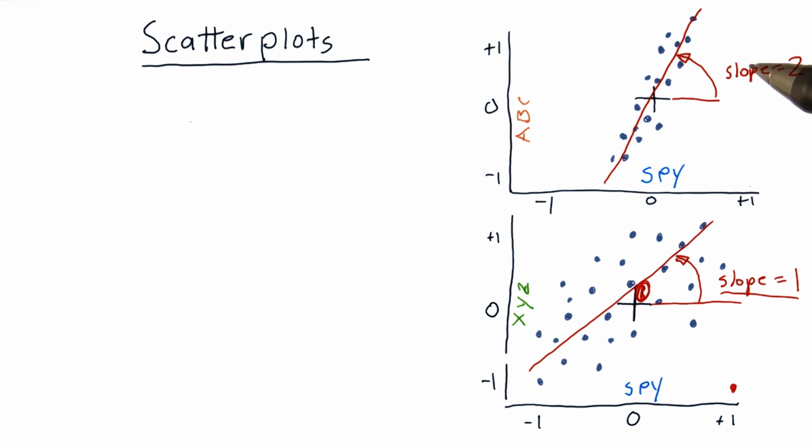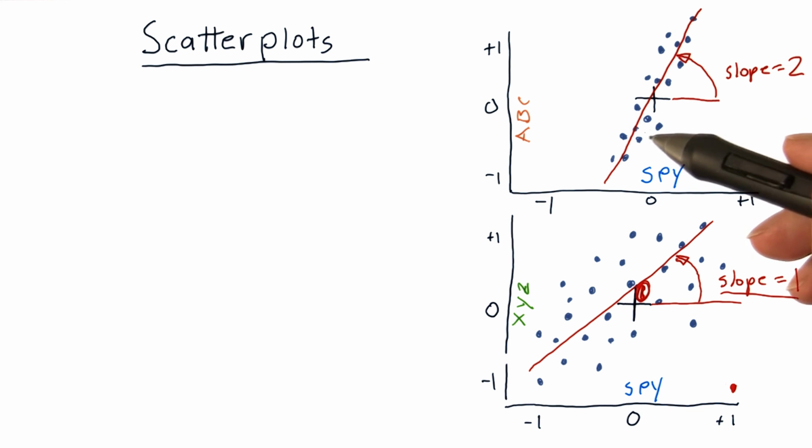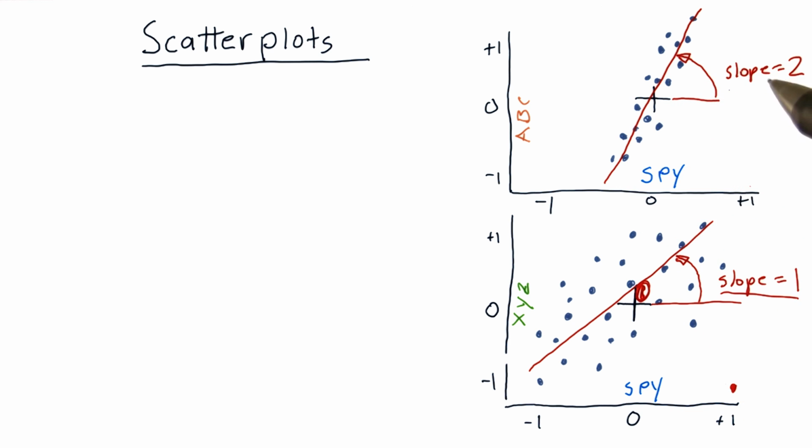Now we'll add a scatter plot for another stock, ABC, and again each one of these dots represents the daily return of SPY versus ABC, and we fit a line to it, and it turns out it's got a slope of 2. So now we're going to ask you a couple questions about it.